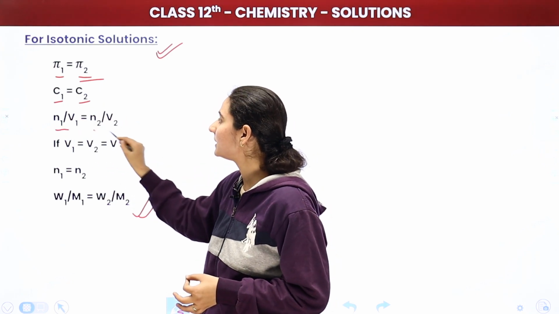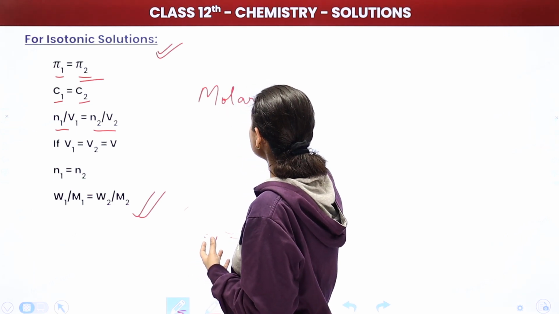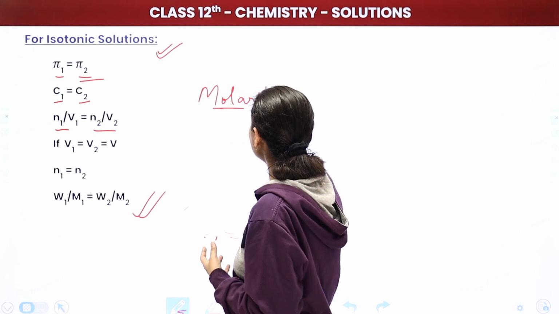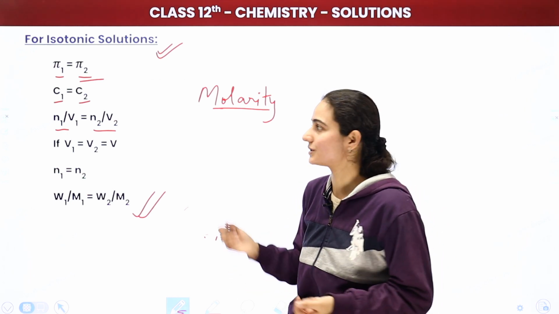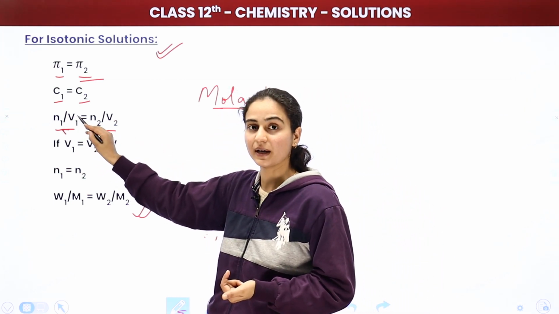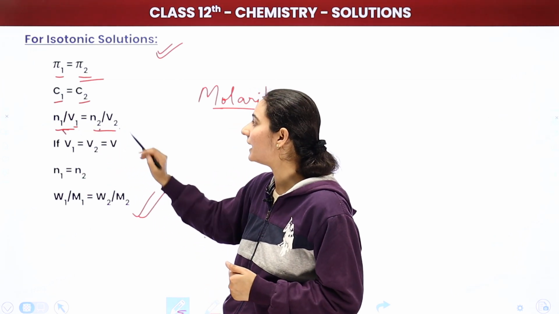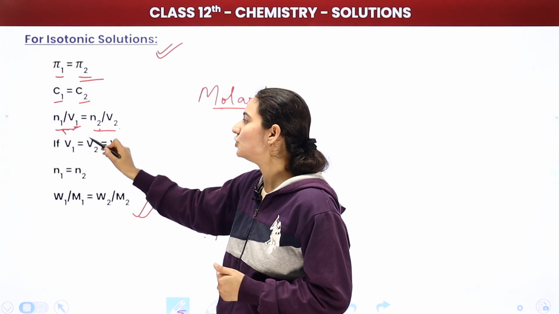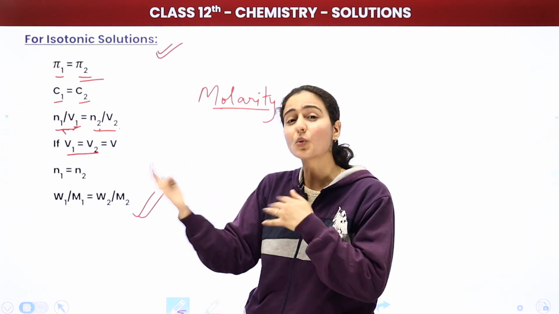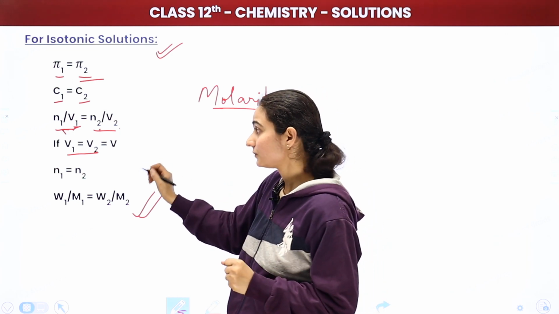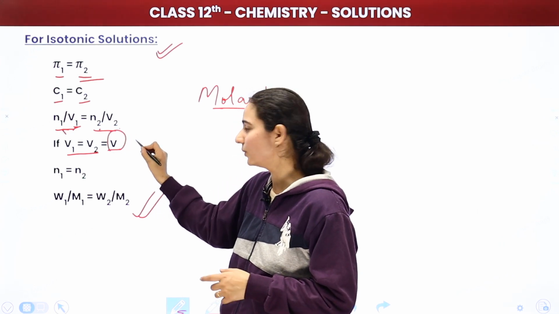Now what does concentration mean? Molarity. Molarity is our concentration term, and molarity means the number of moles of solute present in a liter of solution. So the same thing we have written here, N1 by V1, where N1 represents number of moles and V1 is volume, equals N2 by V2. Now we are just assuming that the volume of both solutions is, for example, 1 liter only. So both V1 and V2 become equal, and we can just write V here.